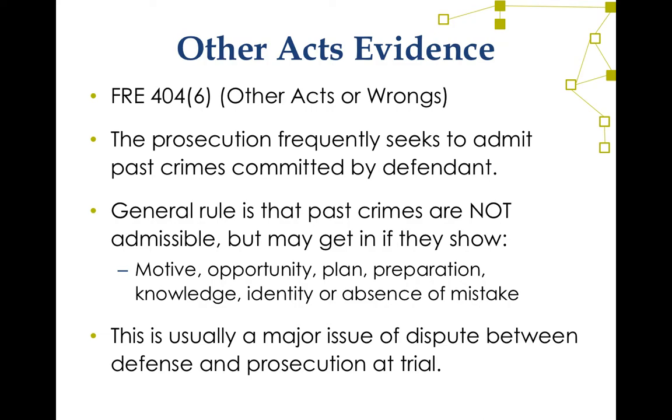The prosecution frequently seeks to admit past crimes committed by the defendant, and the general rule is that past crimes are not admissible, but they may be admissible if they can show motive, opportunity, planned preparation, knowledge, identity, or absence of mistake. And this is usually a major issue of dispute at trial between both the defense and the prosecution. Of course, the prosecution wants to admit as many prior bad acts as possible, and the defense wants to limit those altogether.